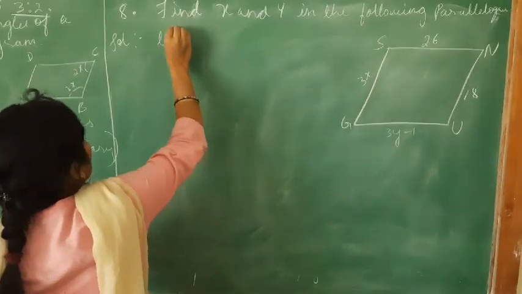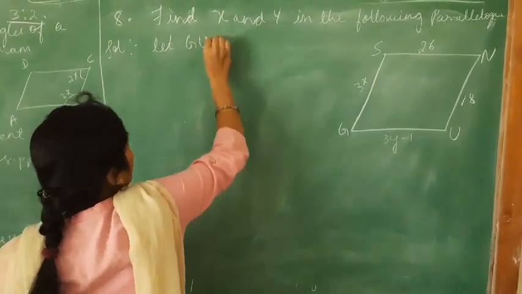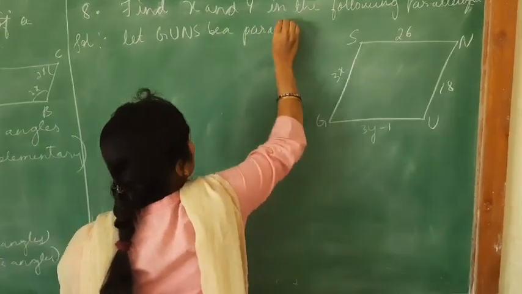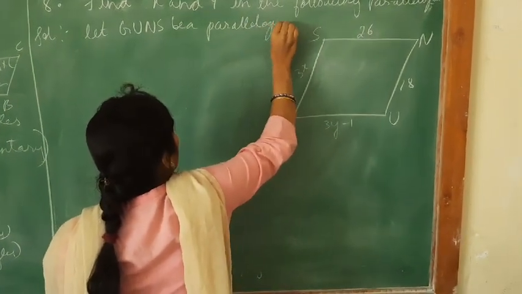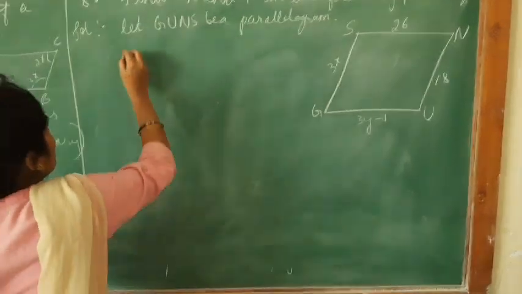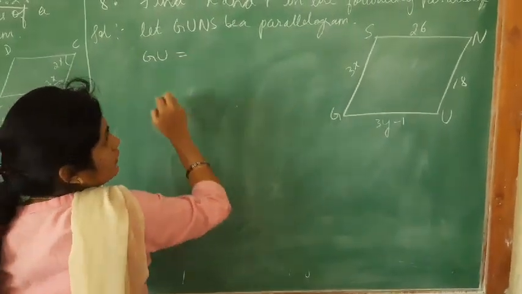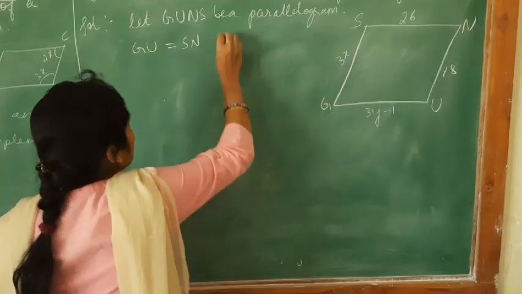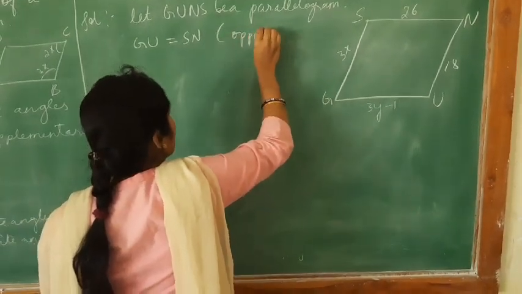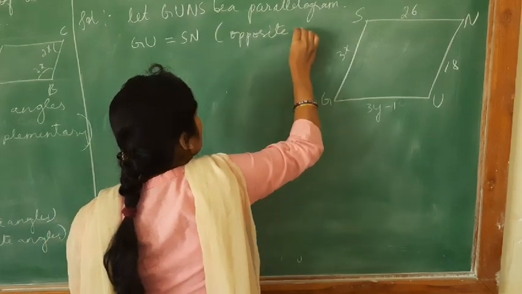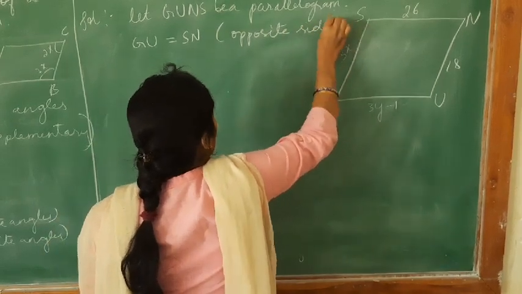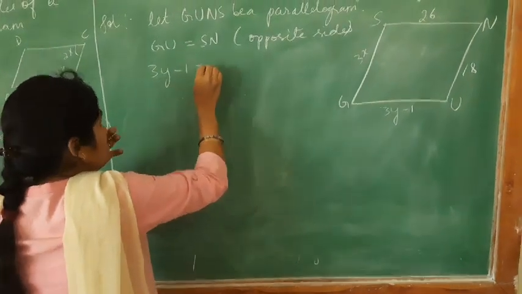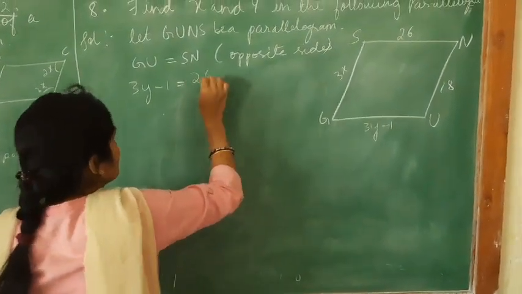So let GUNS be a parallelogram. GU is equal to SL. Opposite sides are equal and parallel. It is opposite sides. Just write here opposite sides as the reason. So the value of GU is 3y minus 1, which is equal to SL, which is 26.